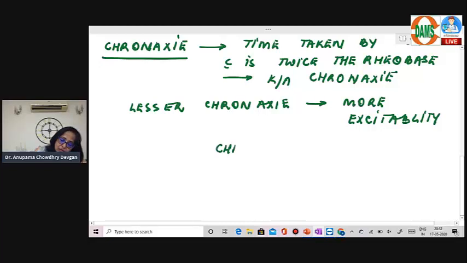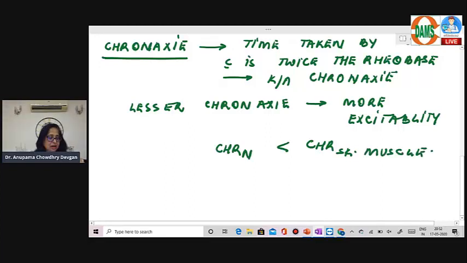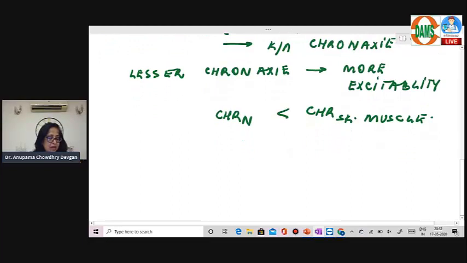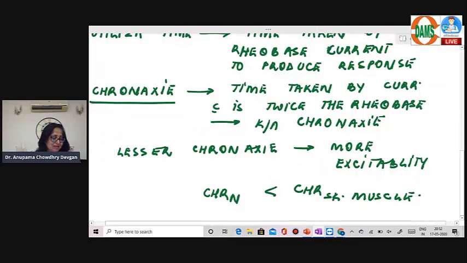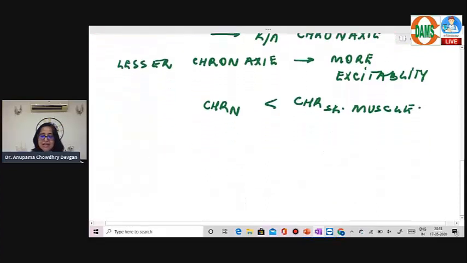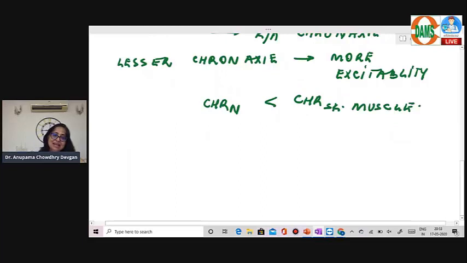Now, the chronaxy of a nerve is less than the chronaxy of a skeletal muscle, right? Sakshi, chronaxy is time taken by a current which is twice the rheobase. You have to double the current, time taken by a current which is twice the rheobase. Okay, in all experimental conditions we take the chronaxy. We don't take utilization time, we take the chronaxy. Chronaxy of a nerve is less than the chronaxy of the skeletal muscle.